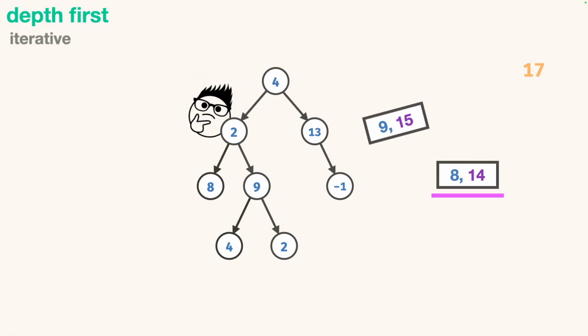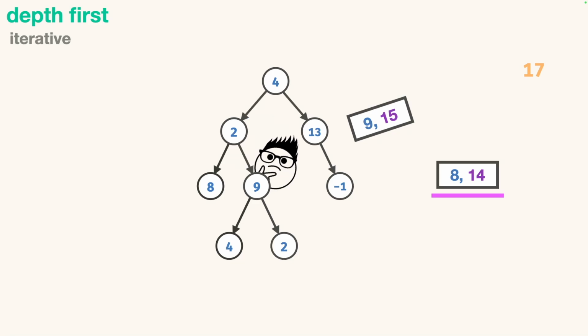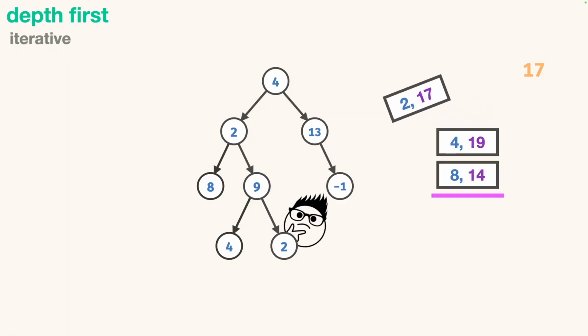Continue this algorithm, pop off the 9. So now I'm over here. Still not matching my target sum, so I add the children. Add the 4, and add the 2. At this point, when I pop my next item, I'm going to be at this 2 node.